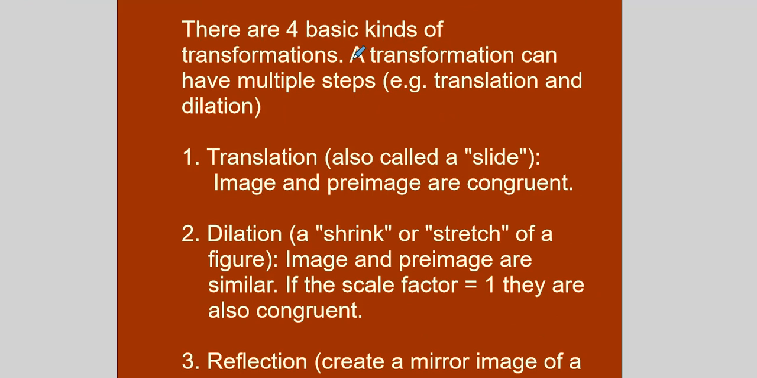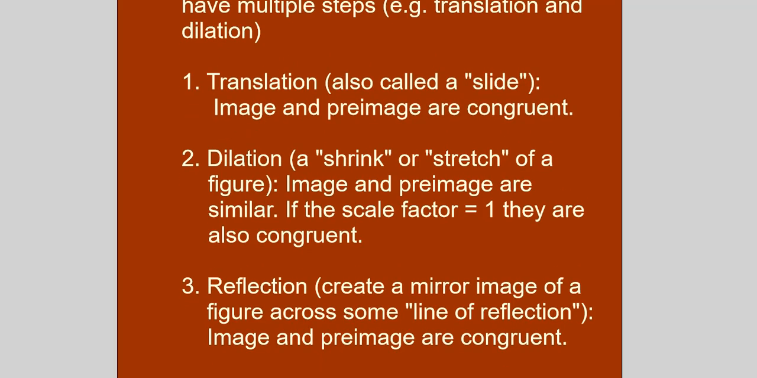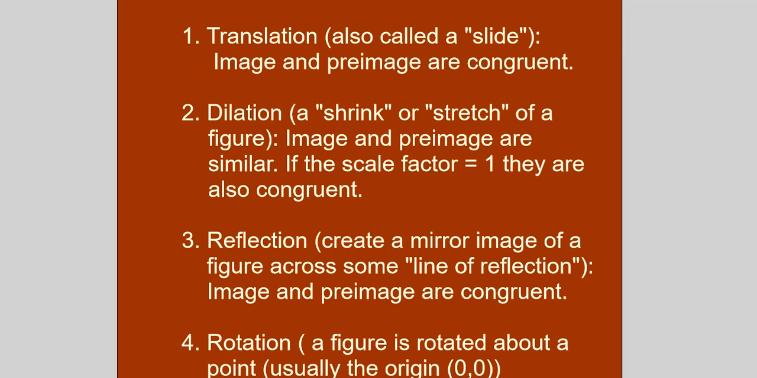Okay, there's 4 basic types of transformations. There's another one sometimes used called a glide reflection, but the glide reflection really is just a combination of a translation and a reflection, so I'm not going to include that here. A transformation can have multiple steps. For example, you could put together a translation and a dilation to get a composite transformation, but we're just looking at single transformations right now.